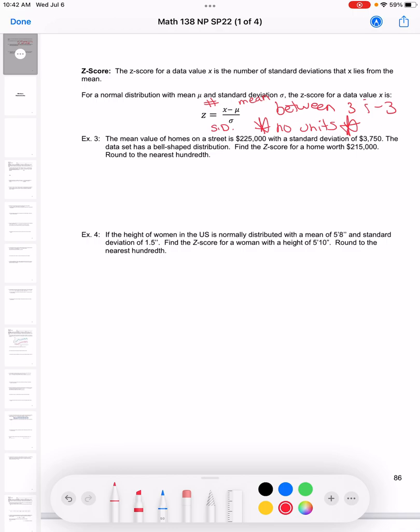The biggest thing I see on this is people switching the numerator because they think that they have to have a positive answer. Don't do that. This is a formula. This is always true. It is okay if your answer is negative.